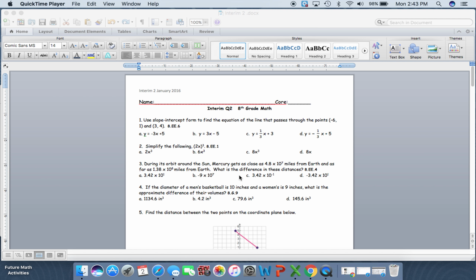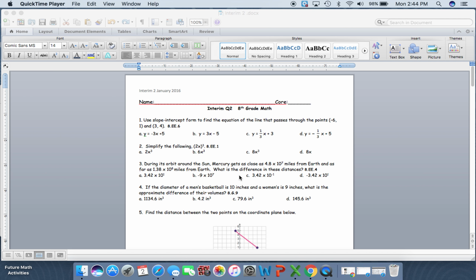Let's begin. Number 1. Use slope-intercept form to find the equation of the line that passes through the points (-6, 1) and (3, 4). A. y equals -3x plus 5. B. y equals 3x minus 5. C. y equals 1/3 x plus 3. D. y equals -1/3 x plus 5.